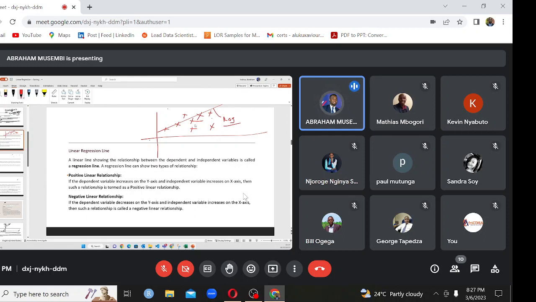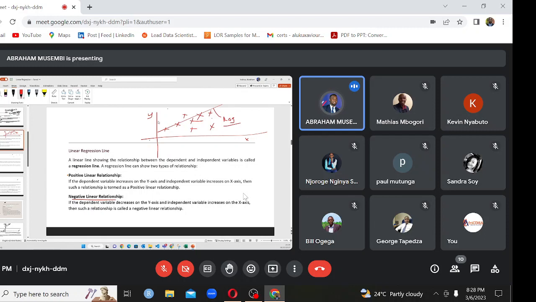We might have a positive linear relationship between the variables, that is y and x, or it might have a negative linear relationship. Let's take an example of this line. First of all, it has a positive relationship. Okay, why?